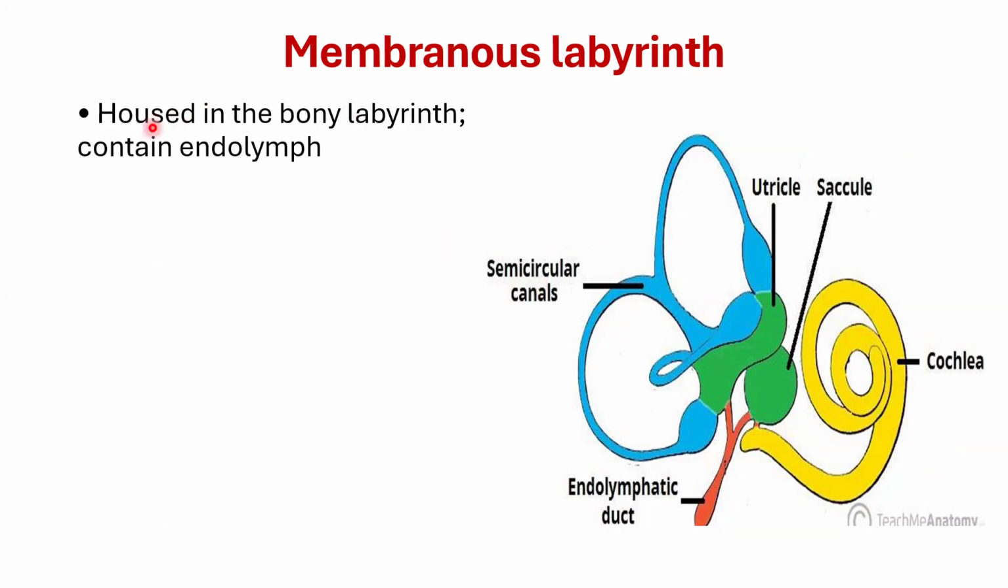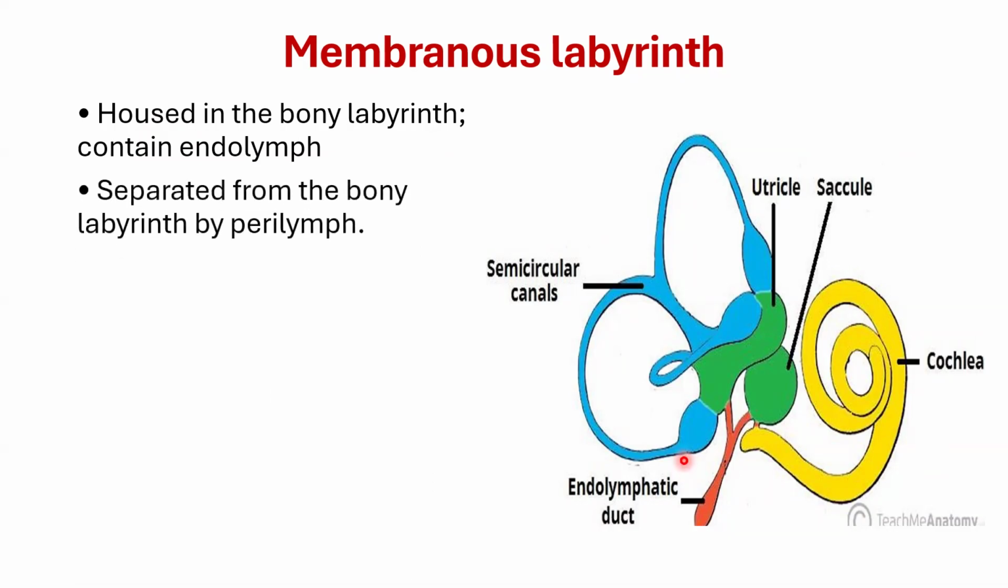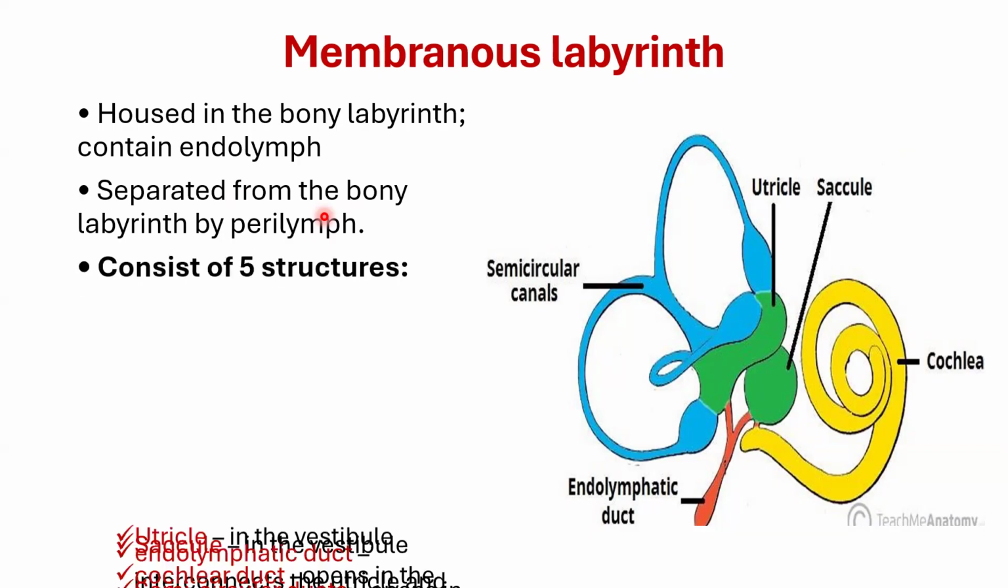They're housed by the bony labyrinth, as we mentioned earlier. They'll contain endolymph. So these semicircular canals, utricle, saccule, and cochlea will contain endolymph. And then this membranous labyrinth is separated from the bony labyrinth by this perilymph. Perilymph separates the bony labyrinth from the membranous labyrinth. And then it will contain five structures, as we see.